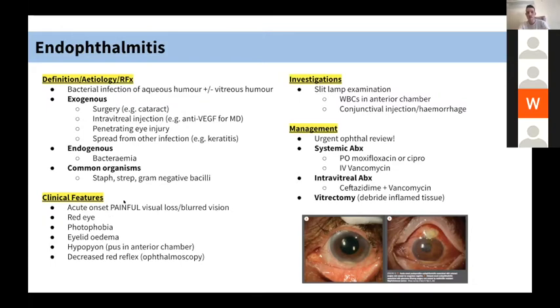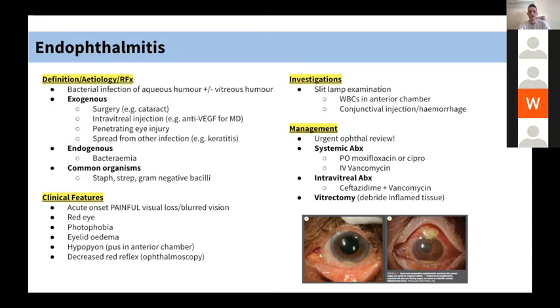In terms of the clinical features, this is going to be an acute onset painful visual loss. It's obviously going to be painful. They will definitely have a red eye, and also photophobia and eyelid edema. When you look on examination, they'll have a hypopyon. So this is just here. You can see this little bit of pus collection at the bottom of the eye, and also a decreased red reflex because you can also get obscurity.